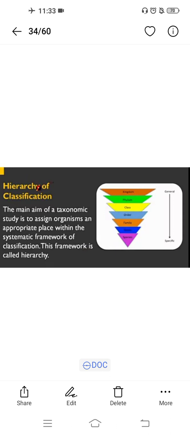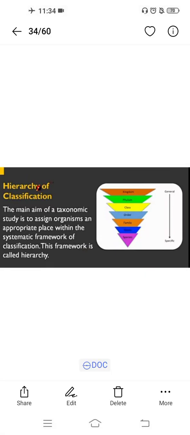As you can see in the figure given here, the classes are arranged in the form of a hierarchy. Here at the bottom there is species, genus. It starts from the top, as an arrow is given from general to specific. First comes the kingdom, phylum, class, order, family, genus and species. This is the hierarchy of classification.